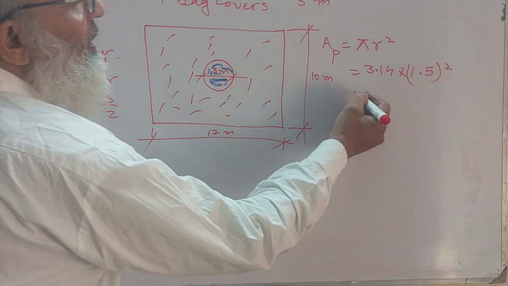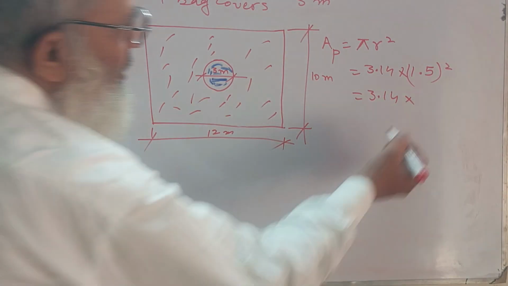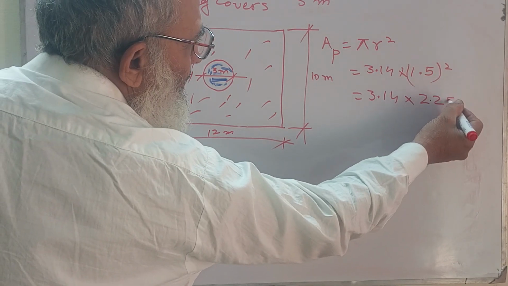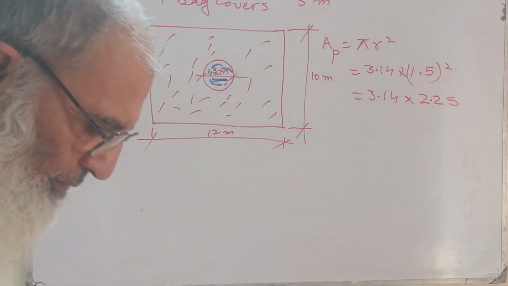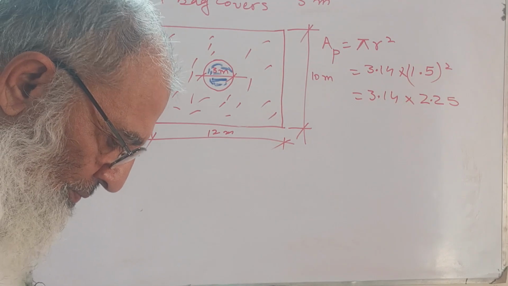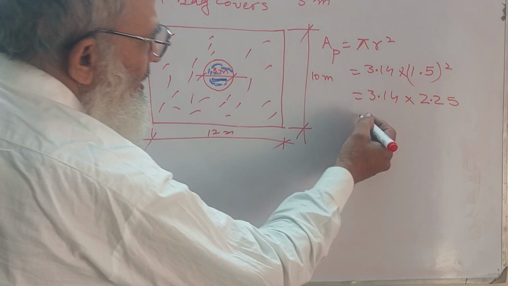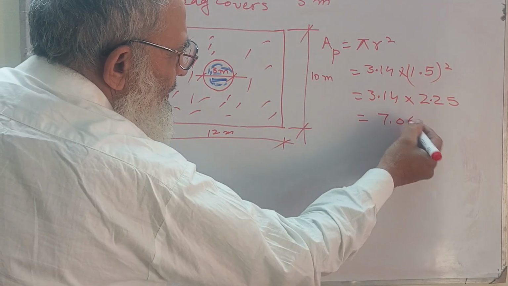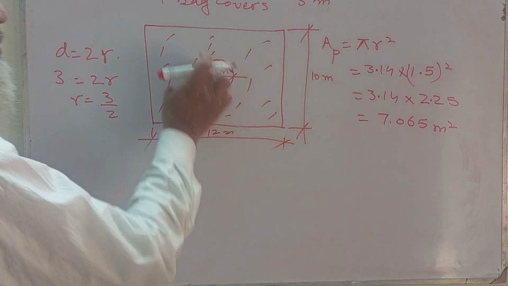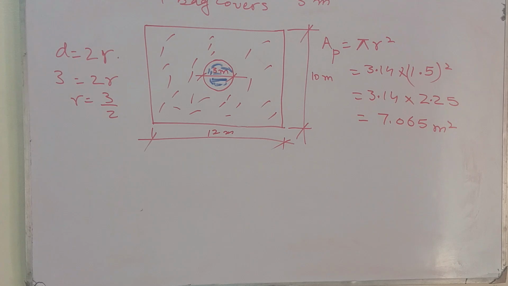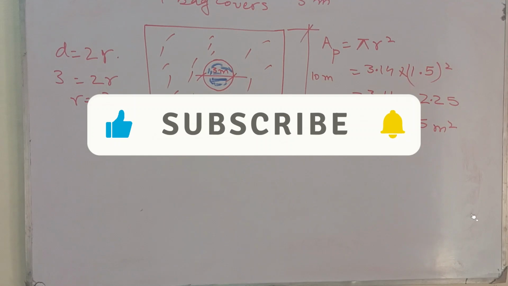So what we do here is 3.14 multiplied by 1.5 squared, which is 2.25. Now this 2.25 has to be multiplied with 3.14. It will become 7.0565 meter square. Now this is the area of the pond. Now just keep it on the side.